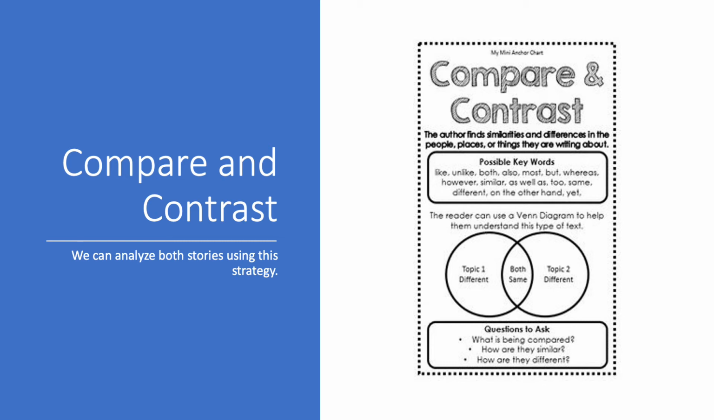A Venn diagram is two interlocking circles. The left side is topic 1, the differences. In the middle is the similarities about both. And on the right, topic 2, the differences about the other text. Questions to keep in your mind as you're comparing and contrasting. What is being compared? How are they similar? How are they different?